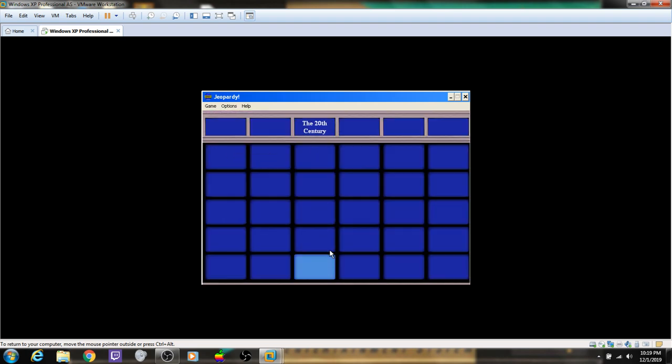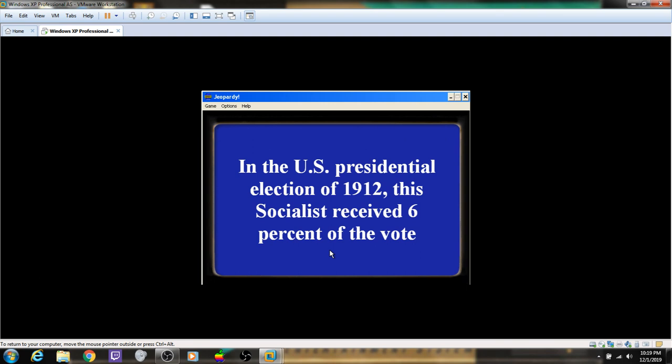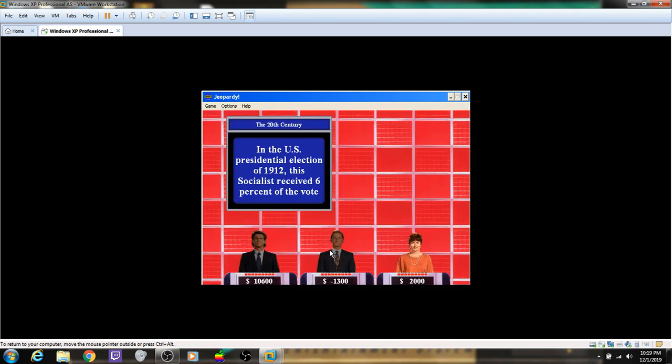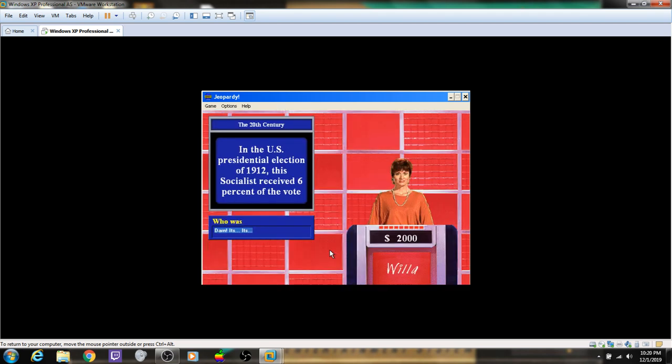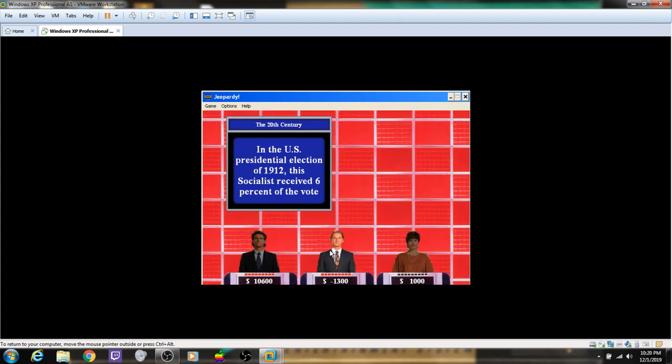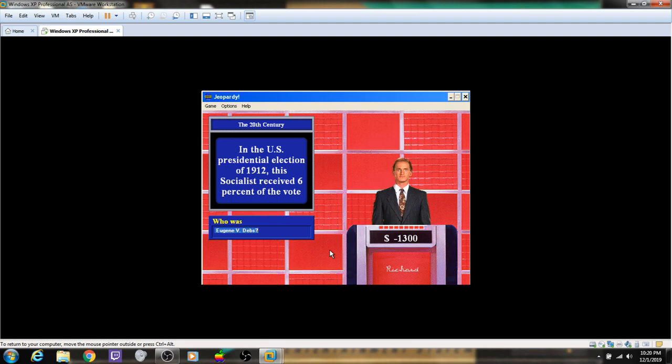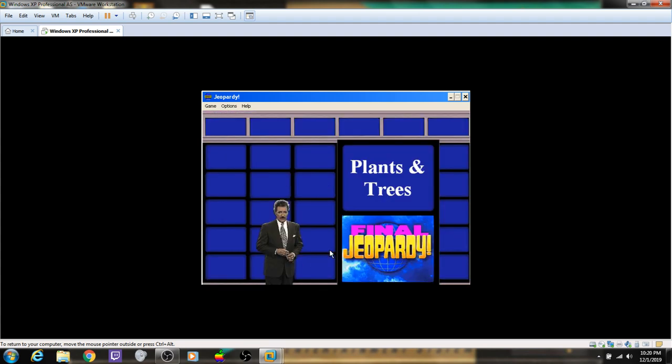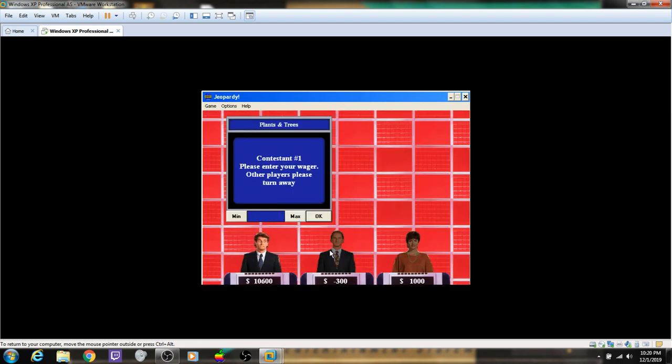Contestant number 3. Last clue. In the U.S. presidential election of 1912, the Socialists received 6% of the vote. Contestant number 3. Nope. Sorry. That's not right. Well, it looks like it's going to be an easy win. Contestant number 2. You are correct. The Final Jeopardy category is plant the trees. Contestant number 1. What would you like to wager?